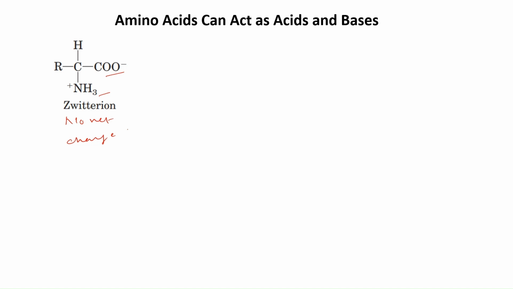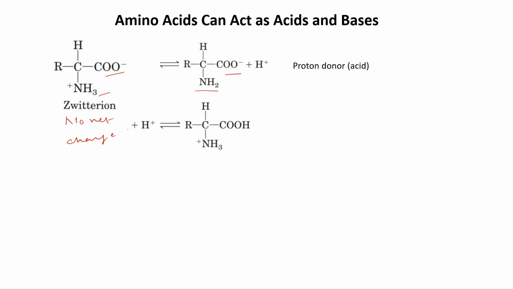Now this structure can act as an acid or base. What do we mean by acid or base? The substances that can donate a proton are acids. The substances that can accept a proton are bases. Now from NH3 plus, one H can be donated and this structure then acts as an acid. So after donating H plus, NH3 plus becomes NH2, with COO minus. The same structure can also accept a proton and act as a base. So COO minus can accept a proton and get converted into COOH.